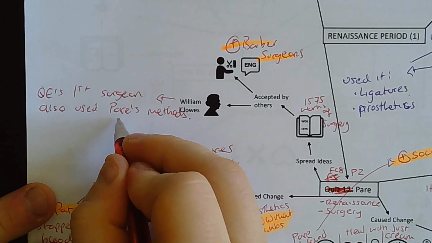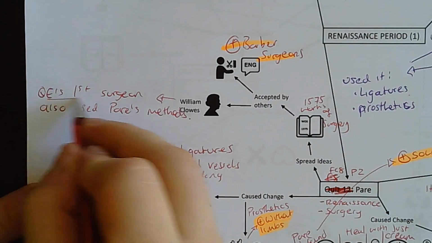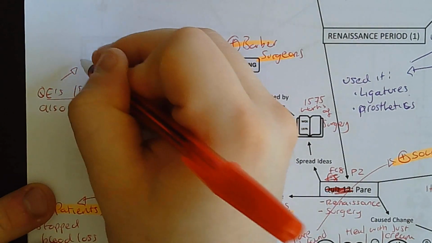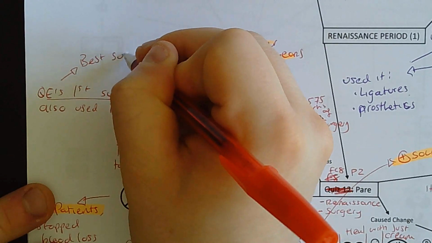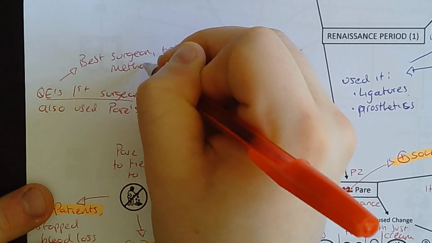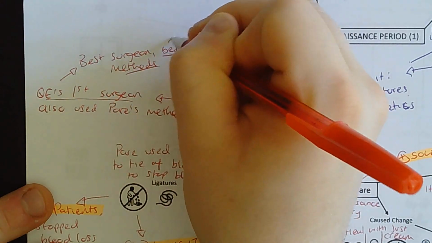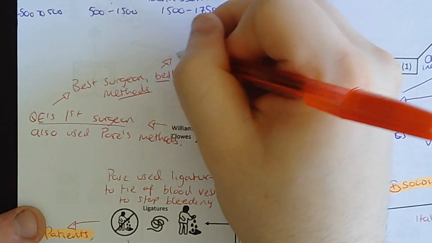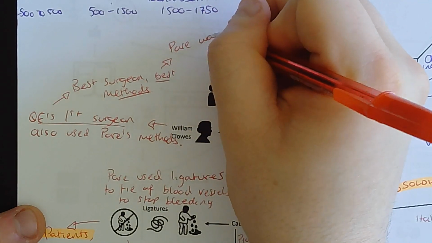And I think this is really important because Queen Elizabeth I's surgeon would have been the best surgeon, using the best methods, showing us that Pare's methods were seen as the best. Pare at the time was seen as the best.